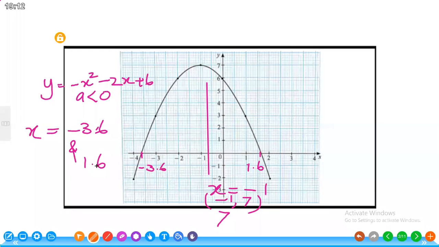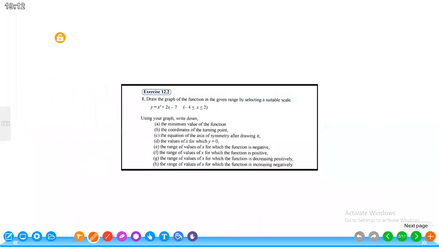In exercise 12.2, students, take exercise 12.2 and consider question number 1, page number 44. The question is, draw the graph of the function in the given range by selecting a suitable scale, right? Here, we have to draw the graph of the function in the given range by selecting a suitable scale.